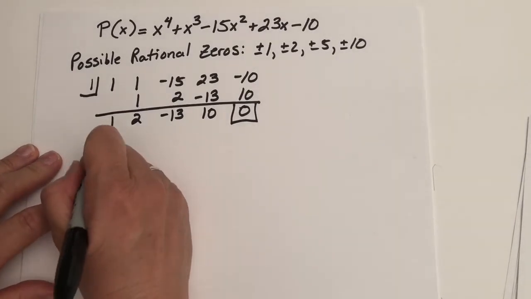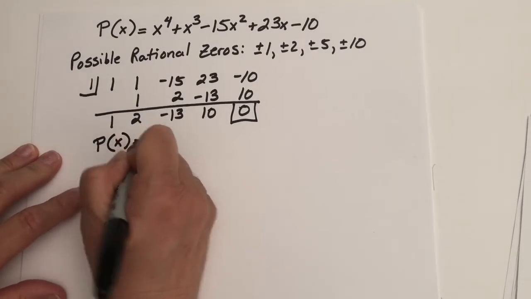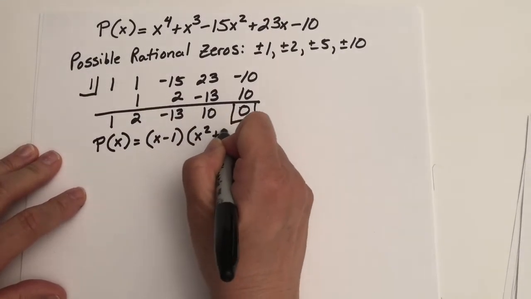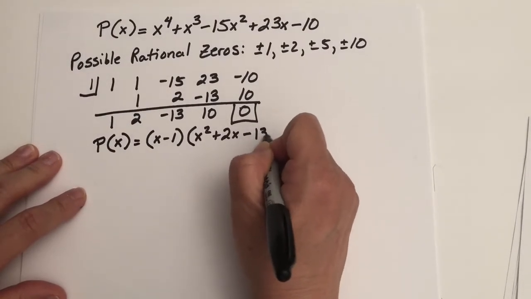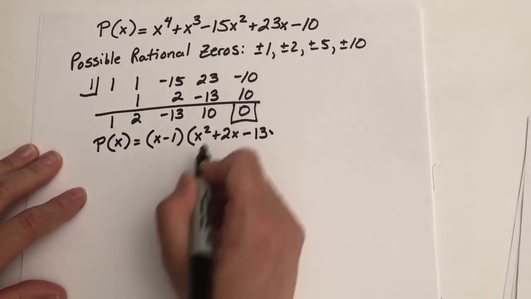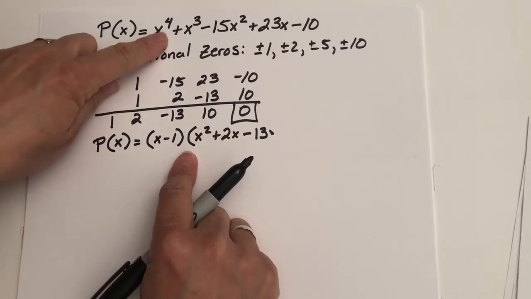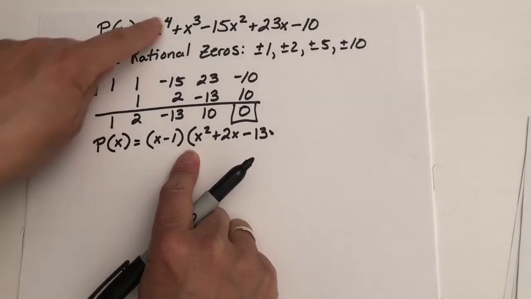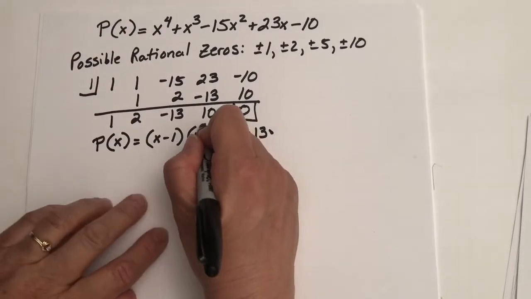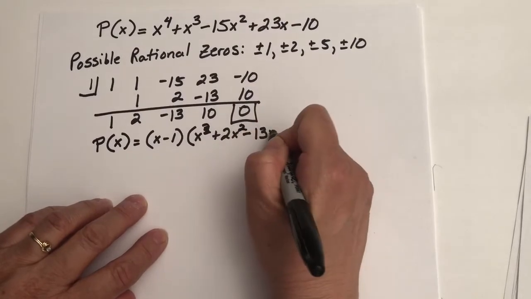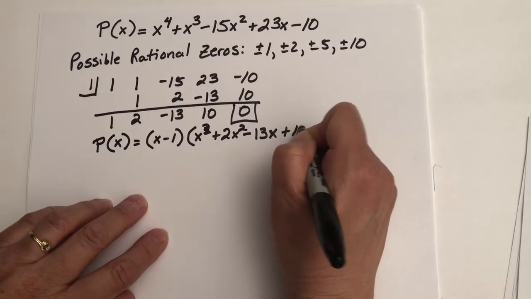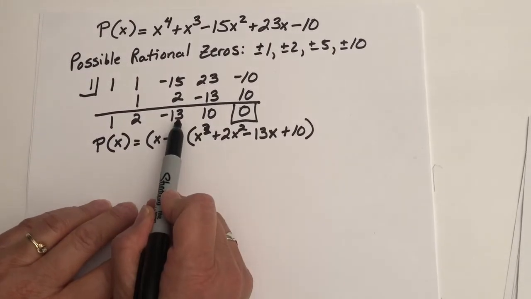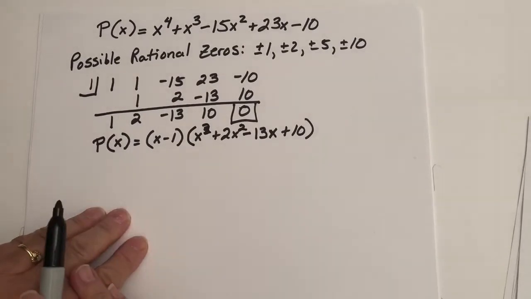So now I like to write where I am so far. I have P of x equals x minus 1 times x squared plus 2x minus 13, let's see. Oh, this is x cubed. When we started with x to the fourth, we know this will begin with 1 degree lower than that. This was a 4, so this would be x cubed, and x squared, and x to the first, and plus 10, right? This is our remainder. This is our constant. There's our coefficient of our x term, x squared, and x cubed.